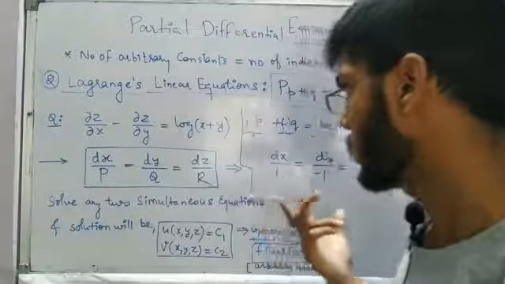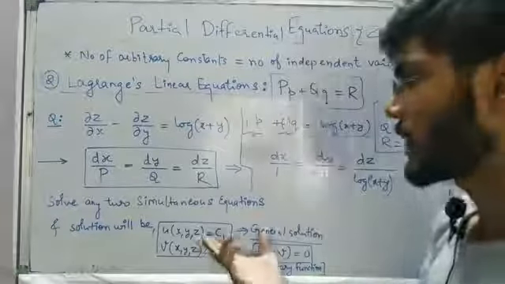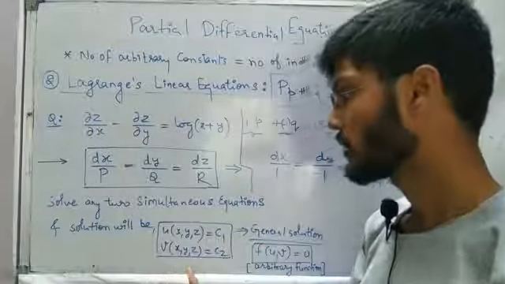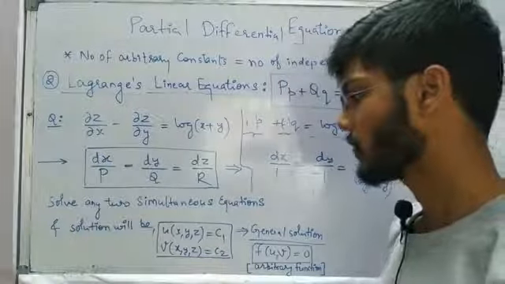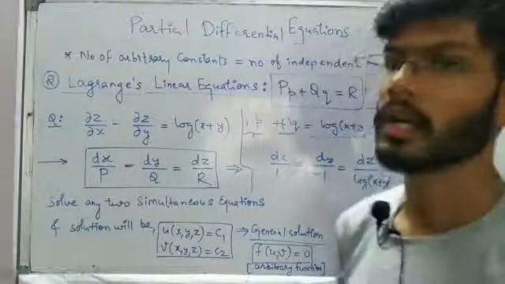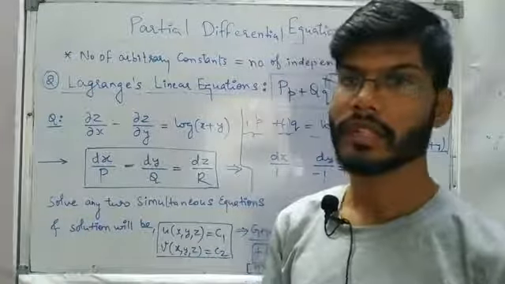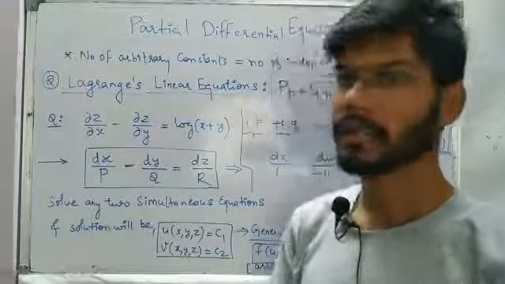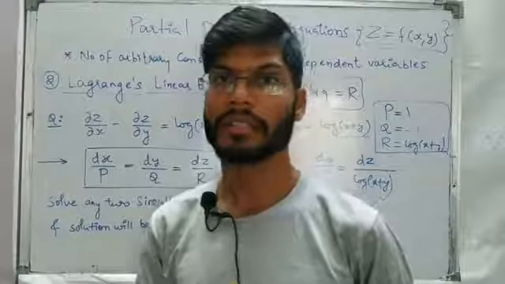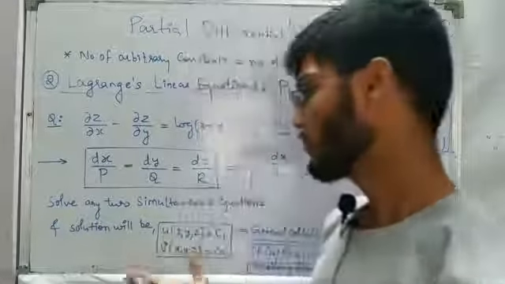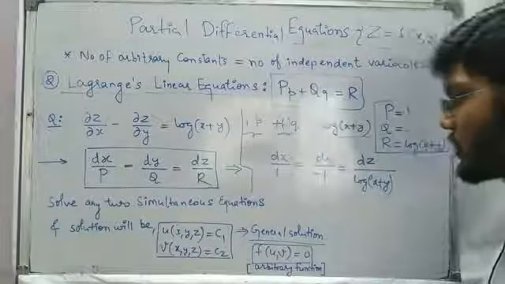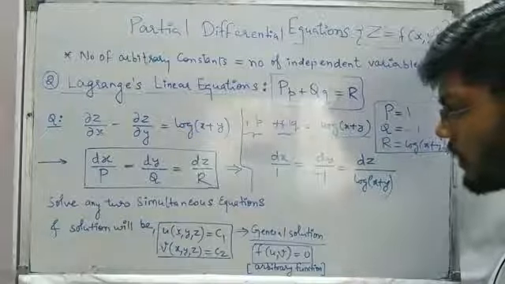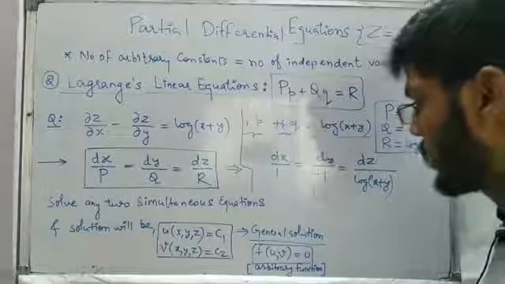So either of the two we can take simultaneously, and then we'll have to write the solutions as u of x, y, z is equal to c1 and v of x, y, z is equal to c2, because we are going to get the solutions in terms of x, y and z. So the function, we are going to call it u in the first case and v in the second case. So the general solution is going to come out as f of u comma v is equal to 0, and that we are going to call an arbitrary function.